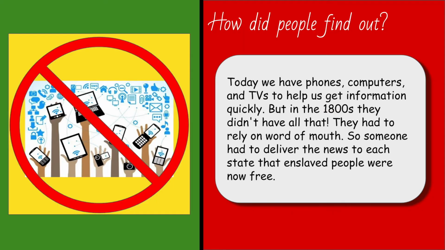How did people find out that they were free? Well, today we have phones, computers, and TVs to help us get information quickly. But in the 1800s, they didn't have all of that. They had to rely on word of mouth. So someone had to deliver the news to each state that enslaved people were now free.